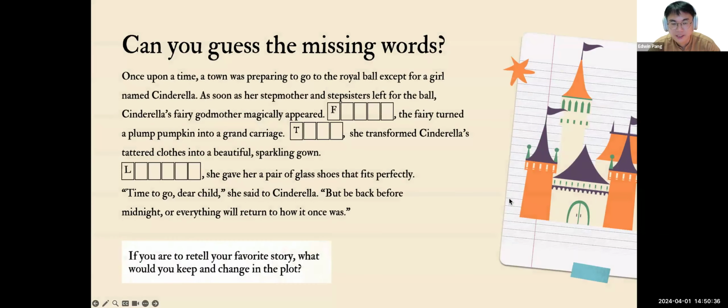Okay, good. Now, let's take a look at this story. It's a very familiar one, right? I'm sure that you know the story of Cinderella. There are some missing words though. Can you look at these words? The first letters have been filled in for you. And if you know the answer, can you raise your hands and volunteer the first, the second, and the third? Who would like to try the first?